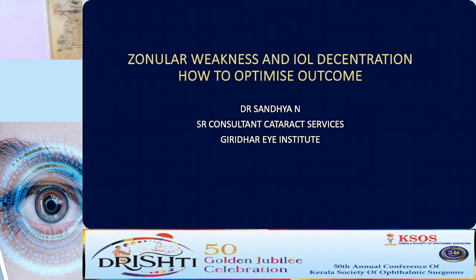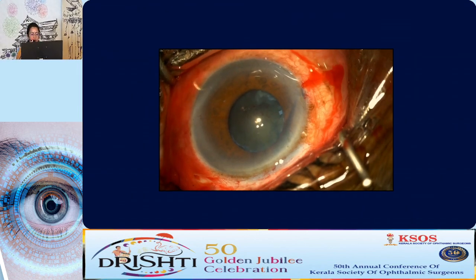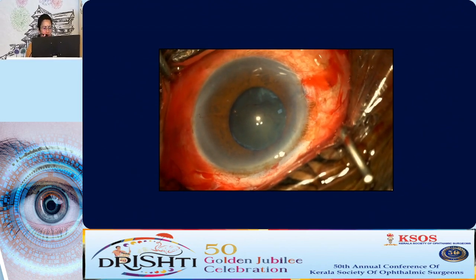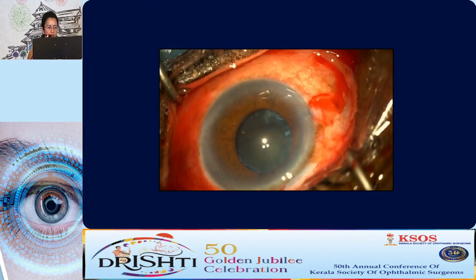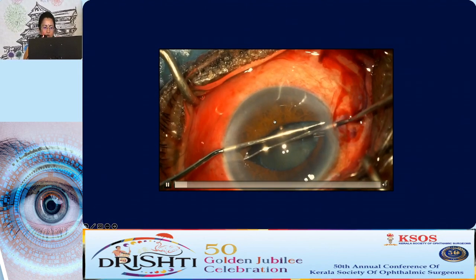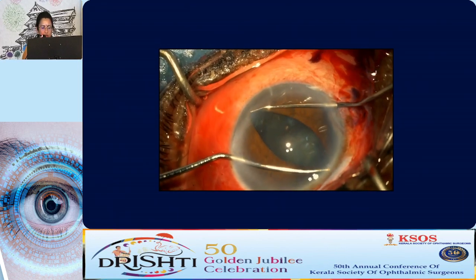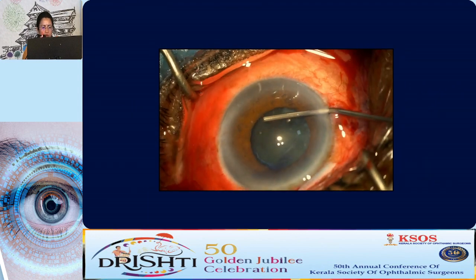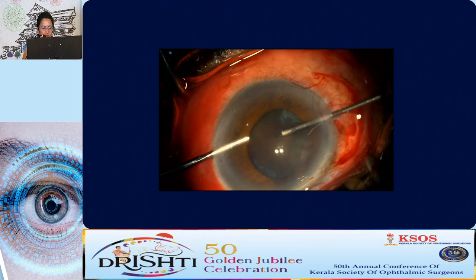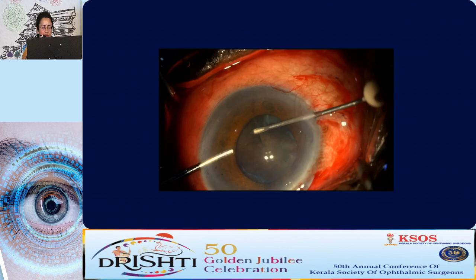So, zonular weakness and IOL decentration, how to optimize outcome. This patient had pseudoexfoliation. The pupil was not dilating well. The nuclear sclerosis was around 3, and you can see a space between the iris and the anterior capsule, which indicates zonular weakness. So the pupil was stretched using Kuglen hooks, and a cohesive OVD was injected just inside the pupil to cause viscomydriasis. And as you can see here, during capsulorhexis, the entire bag-lens complex was moving, and this indicates zonular weakness.